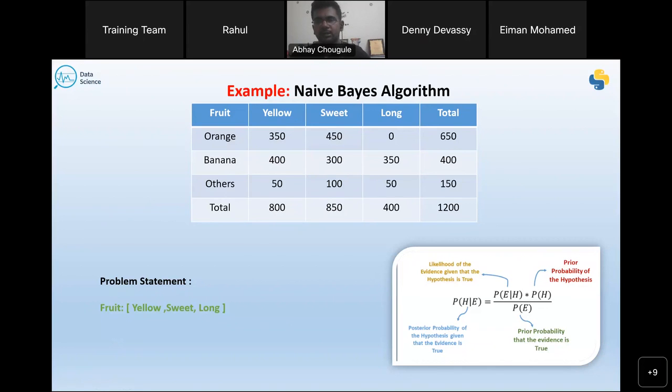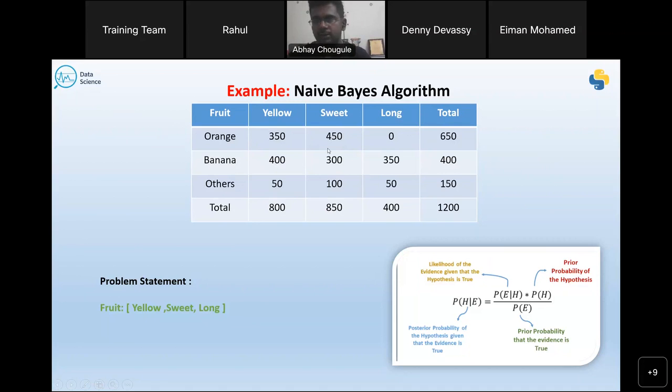So see this example. If you see this example, you will get to know that there is a fruit data set, and fruits are yellow, sweet, and long. So three categories are there. The fruits are also mentioned: orange, banana, and other. And these are the values. How many oranges are yellow: 350. How many are sweet, the numerical value we have assigned: 450. Orange is long: 0.